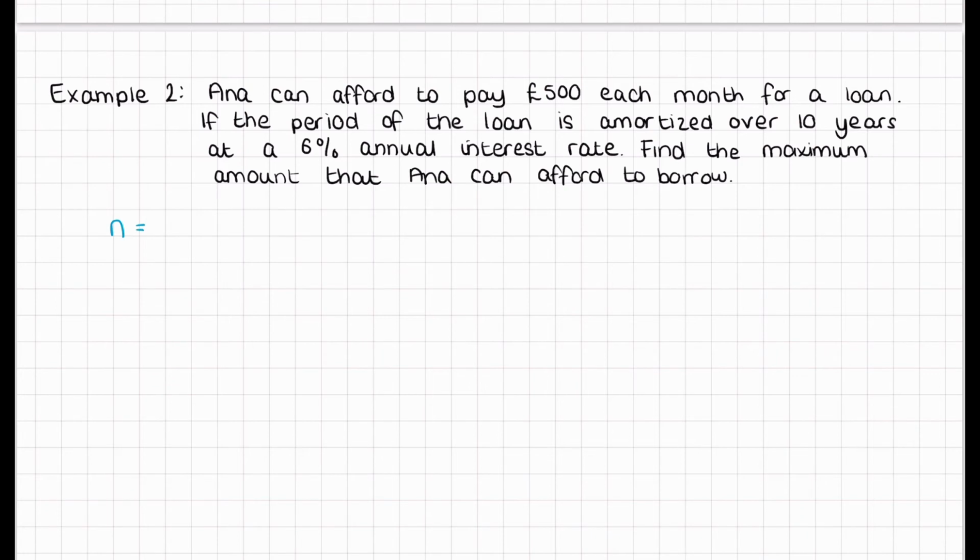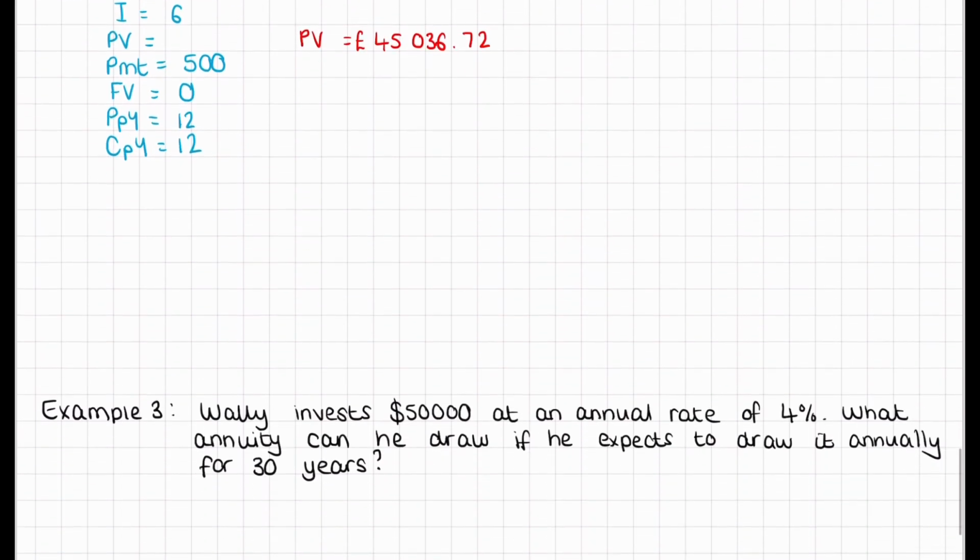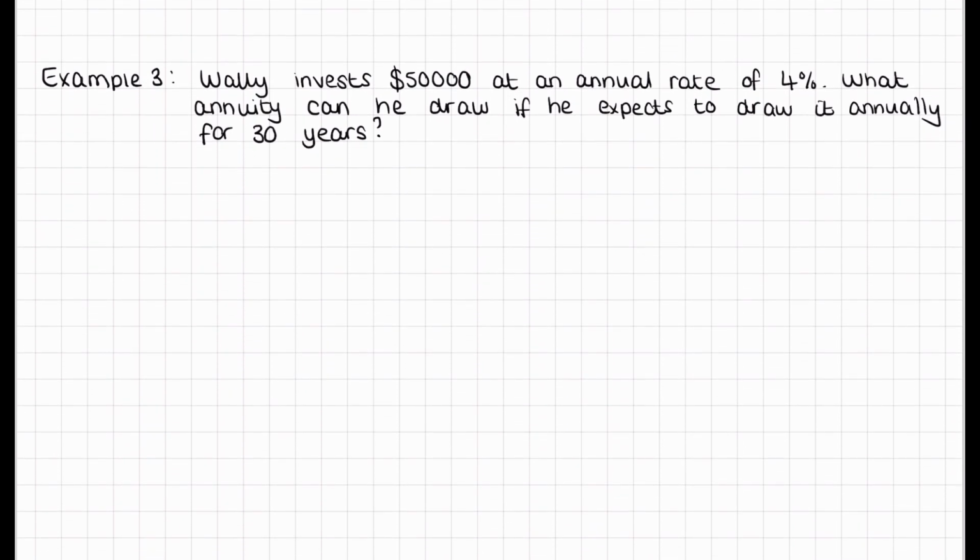So our N, how many payments? So she wanted 10 years and she wants to pay each month. So 10 times 12, so N will be 120. Our interest rate per year is 6%. Present value, that's what we're trying to find. Our payments, it tells us in the question she can afford to pay £500 per month. The future value will be 0 because she's paying off a loan. PPY will be 12 because there's going to be 12 payments per year, and that means CPY will also be 12. Put that into your calculator and it will tell you that the present value is £45,036.72.